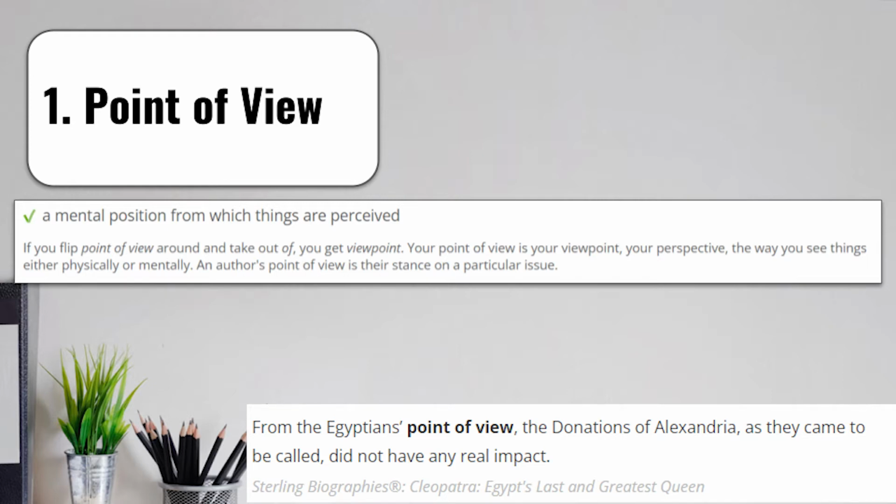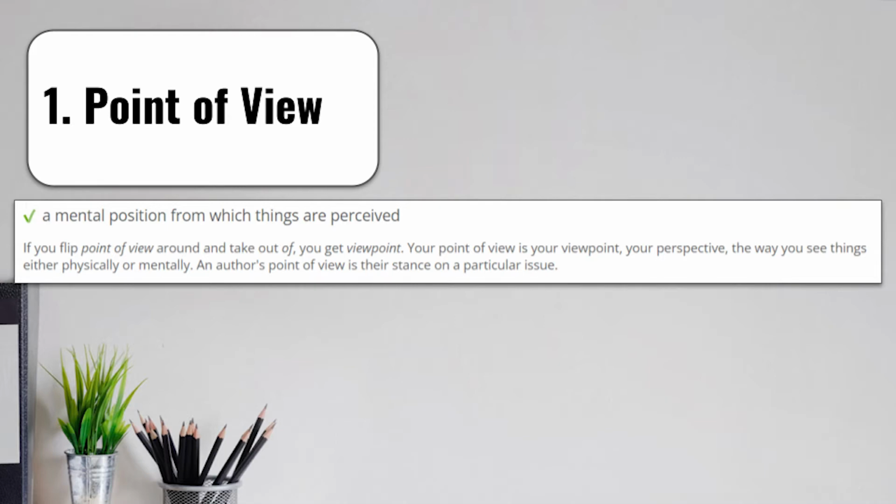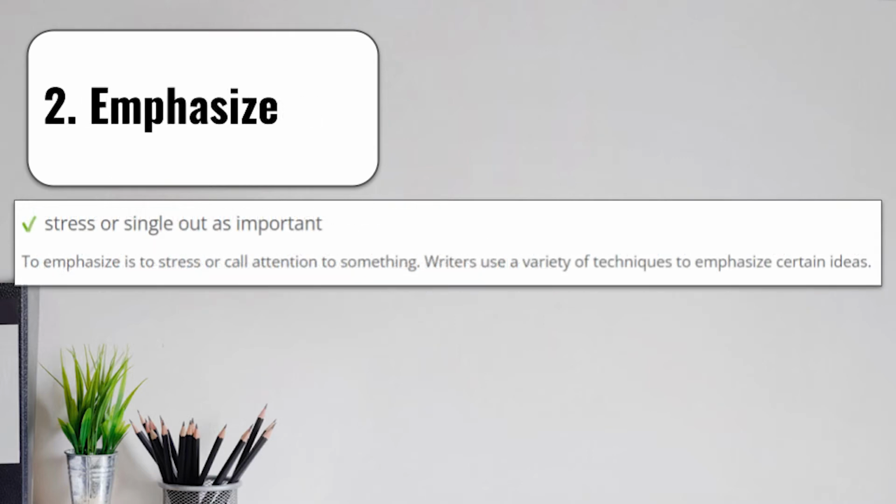An author's point of view is their stance on a particular issue. Sometimes it's used literally, as in if you're standing on the top of a building looking out at a city in front of you, that's your point of view or your viewpoint on the city in front of you. But most of the times when we're taking it in a test or using it in a test, it's asking your mental point of view, the way you see things, the way you feel about things, or the way an author feels about things.